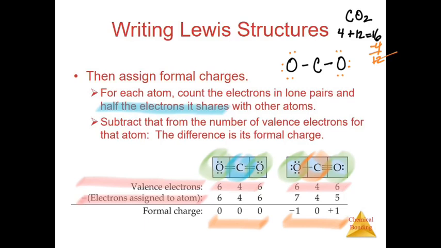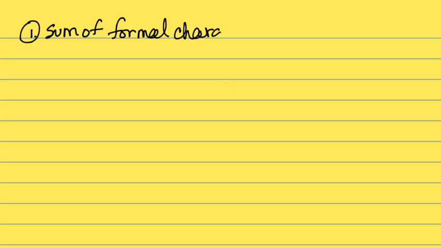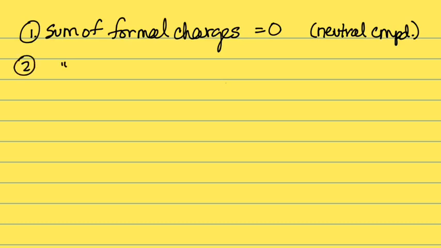I'm going to give you a few other rules to go by as you're looking at this. First, the sum of your formal charges equals 0 if it's for a neutral compound. So that is what we are looking for, a neutral compound. You want the sum of your formal charges to be equal to 0. The second one, the sum of your formal charges is equal to the charge of the ion.